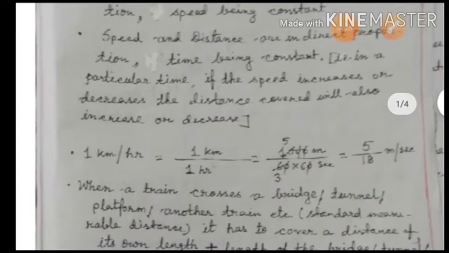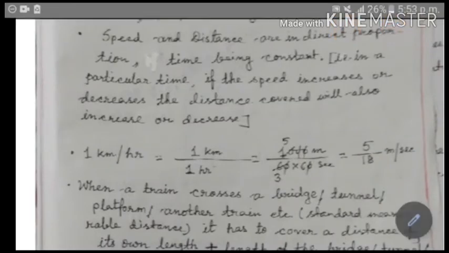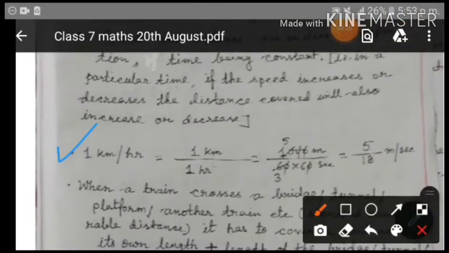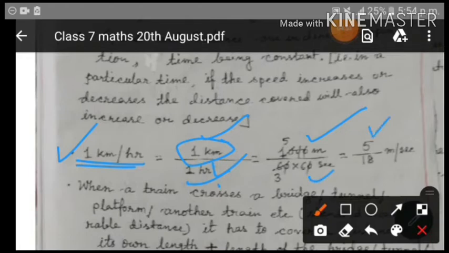Next we are going to learn the unit of speed. First unit of speed is kilometer per hour. Now if I want to know the relationship between kilometer per hour and meter per second, we will have to derive the relationship. 1 kilometer per hour means 1 kilometer by 1 hour, and 1 kilometer means 1000 meter, and 1 hour means 60 into 60, that is 3600 seconds. After cancellation we get 5 by 18 meter per second.